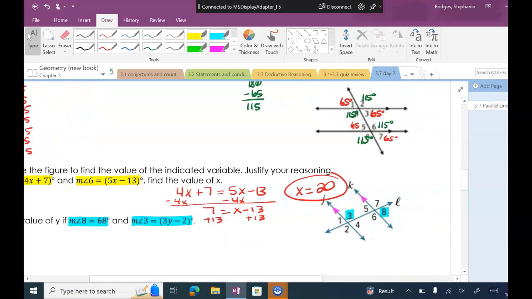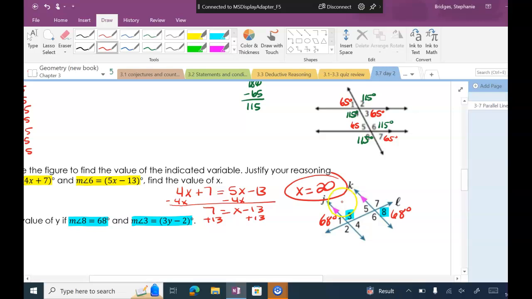If I know that angle 8 is 68 degrees, that's what they told me, what other angle would be 68 degrees that would be close to 3? Number 1, or 5, or not 2, but 4. But we'll go with number 1. That was the first one that said those are alternate exterior angles, correct? Does everybody see that? Okay.